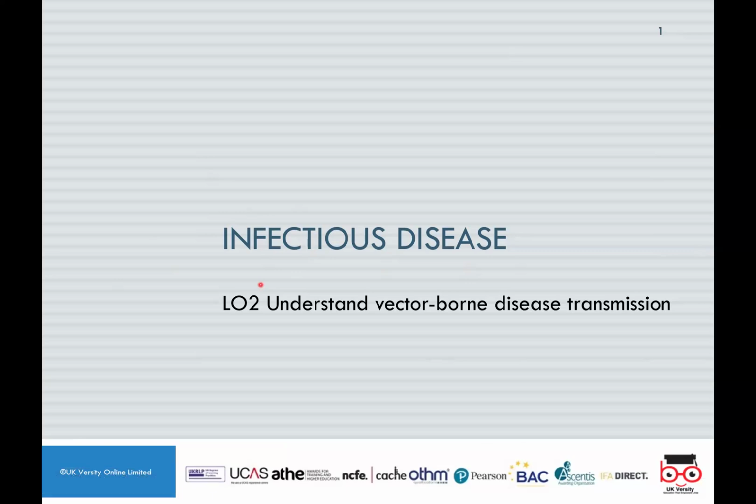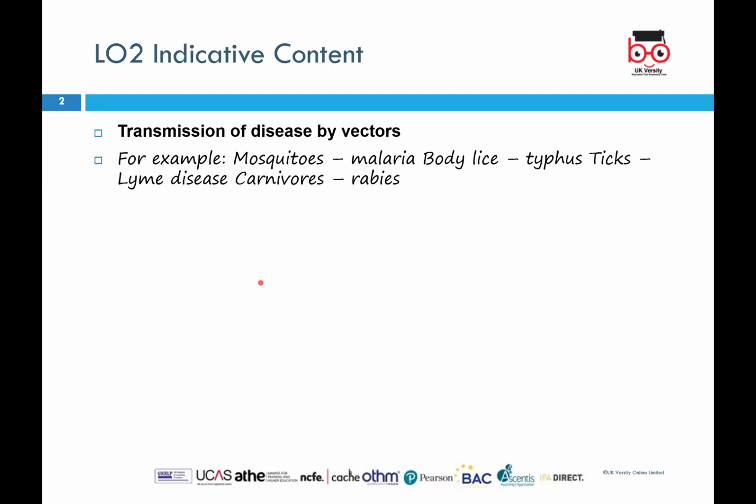We are starting LO2, which is understanding vector-borne disease transmission. We had talked about what vectors are. These are organisms that carry the infection from one person to another, or from one organism to another. There are different types of vectors that carry different organisms. The indicative content includes transmission of diseases by vectors such as mosquitoes. Mosquitoes will carry malaria.